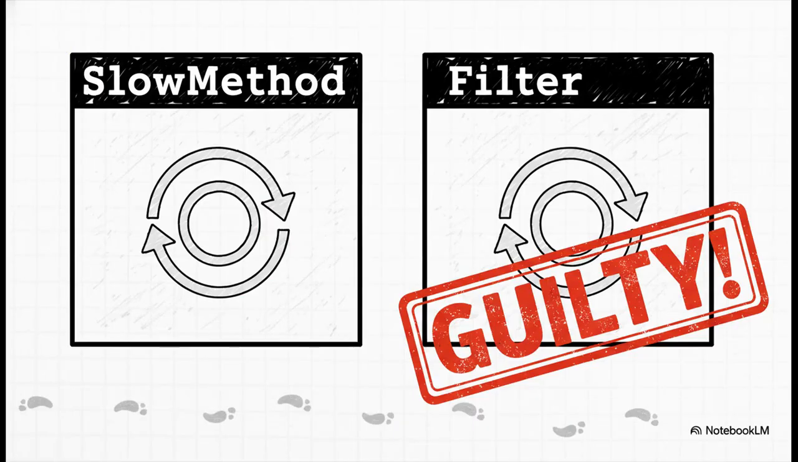And the plot thickens even more. As we keep digging, we find another method called filter that slow method also uses. And guess what? It's a repeat offender. It has the exact same problematic pattern, a loop that calls that same super expensive element in data divides method. This isn't just one little mistake. This is a systemic issue baked right into the code.